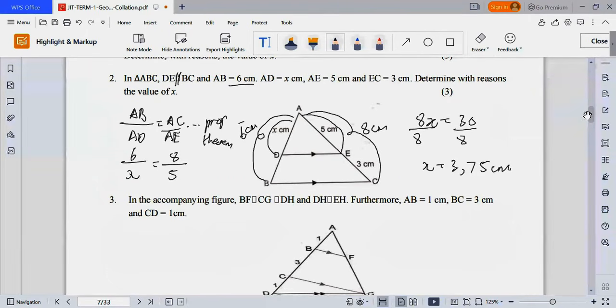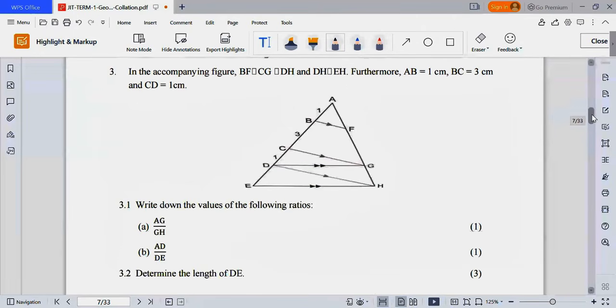Now, let's proceed. For 3, it says in the accompanying figure, BF is parallel to CG, which is parallel to DH, and DH is parallel to EH. Furthermore, AB is 1 centimeter, BC is 3 centimeter, and CD is 1 centimeter. So here, once again, we are given actual lengths. Then they say, write down the value of the following ratios.